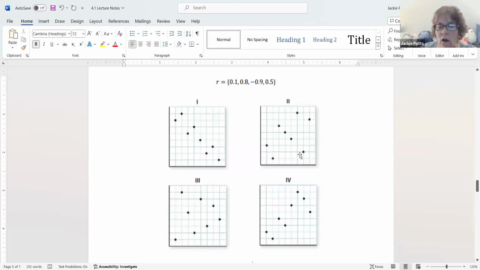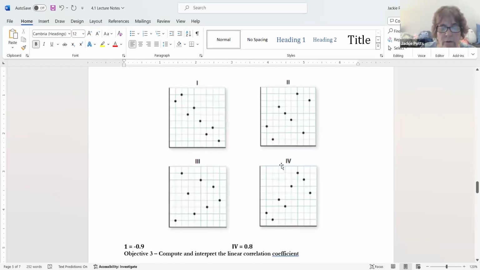Remember it said R's are affected by outliers. Well, that right there is an outlier. I can tell you from looking at so many of these. So because of that, if I take that one dot out and look at it, yeah, I've got a correlation. So this is the one I'm saying is going to be a 0.5. And the third one then will be my 0.1.